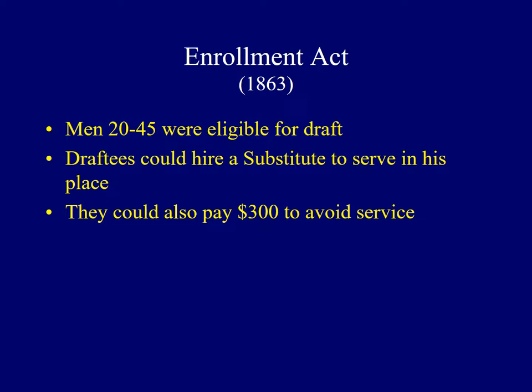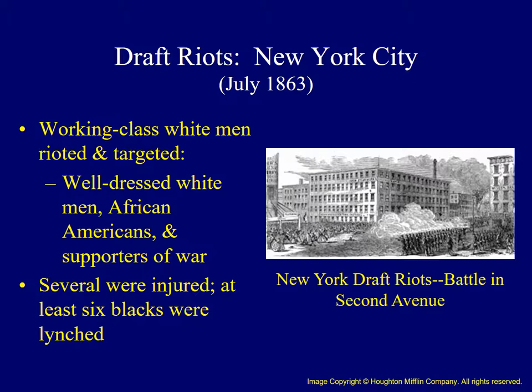It also led to draft riots in some areas, the largest of which took place in New York City. In the summer of 1863, many white, working-class men took to the streets. Well-dressed white men, African Americans, and leading supporters of the war were targeted by mobs during 3 nights of rioting. Several were injured, and at least 6 African Americans were lynched. Similar riots took place in Detroit, but they weren't as large.